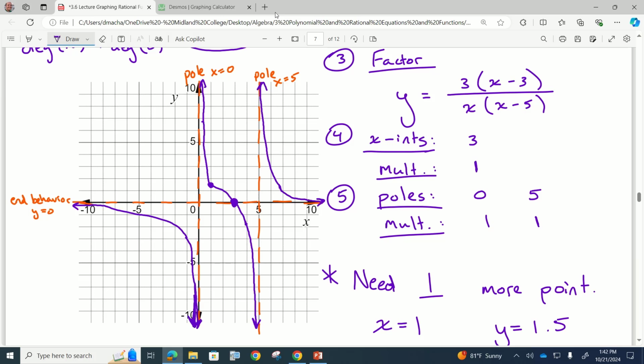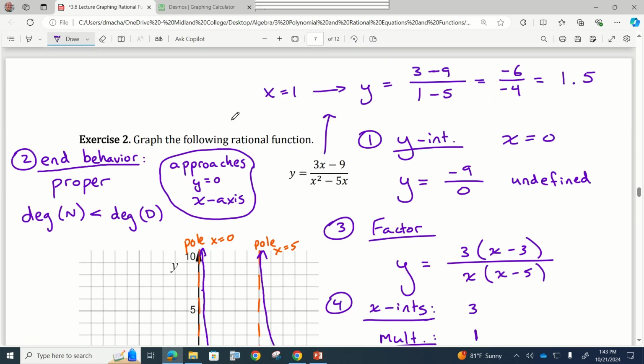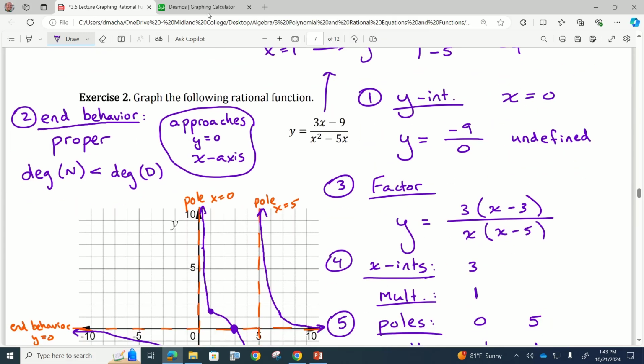And again, it's not going to be perfect, but at least I know I got, well, there wasn't a y-intercept. I got that right. I got the x-intercepts right, I got the poles right, I got the multiplicities right, I got the end behavior correct. And all those things are the only things we care about, so this is good enough. We can always check our work, so let's take a look at 3x minus 9.